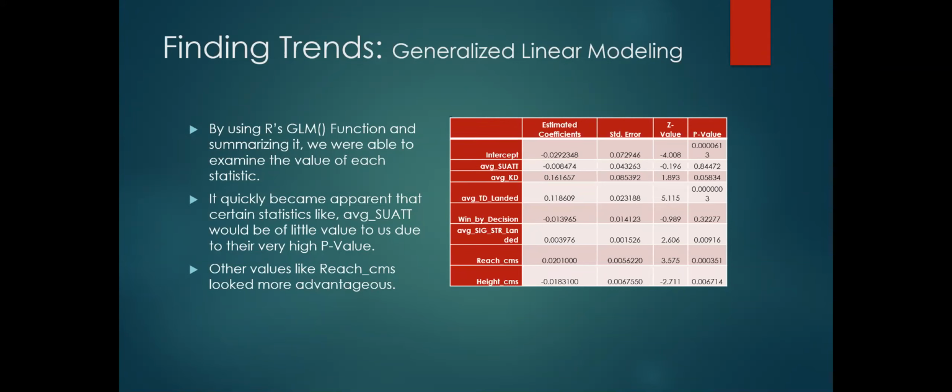Before we went ahead and did that, though, we did decide to do some generalized linear modeling. Just like we saw earlier with our box and whisker plots, we decided to look at the p-values for what that would indicate, with the higher p-values being less valuable to us and the lower p-values being more valuable to us. We can see things like reach in centimeters coming in very low, showing that it might actually have some real value. Whereas when we look at submission attempts, we can see that the p-value of 0.844 is quite high and offers little to no value at all, just offhand using the generalized linear model.